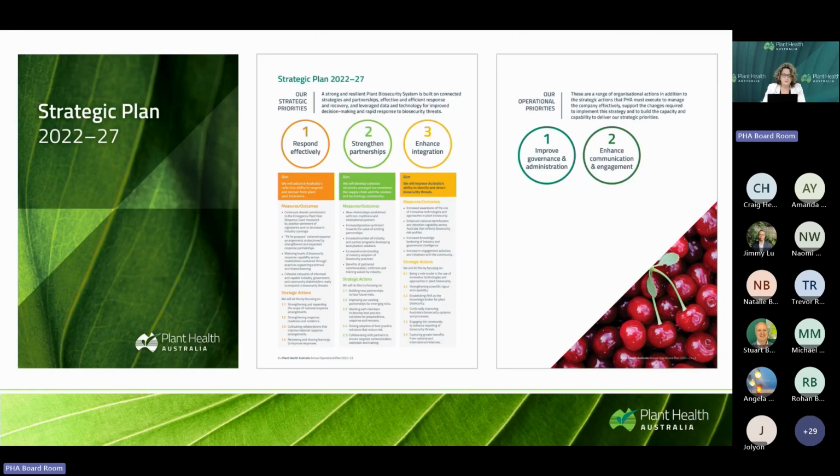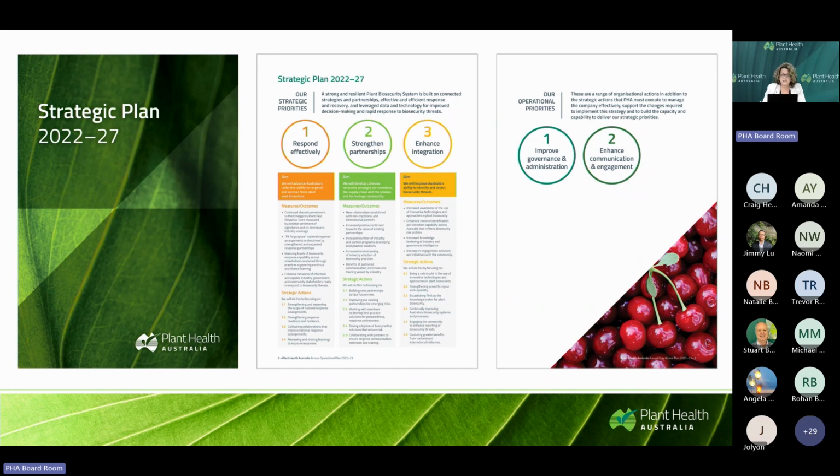As we move into the third annual operational plan under our 5-year strategic plan, we remain committed to working with members and stakeholders to progress our 3 strategic priorities. These priorities recognise that a strong and resilient plant biosecurity system is built on effective and efficient response and recovery, connected strategies and partnerships, and leverage data and technology for improved decision-making and rapid response to biosecurity threats.